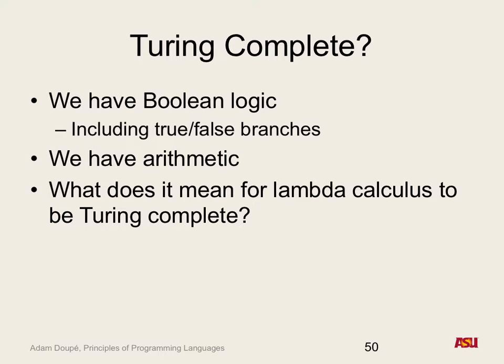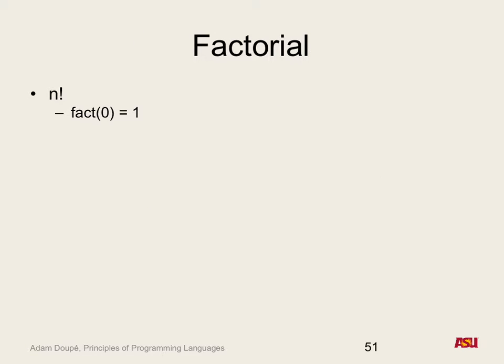Okay, so we have arithmetic. So we've talked about what we need, but we're missing loops. We have no way to loop, right? And we've seen this in the factorial function. For those who don't remember, the factorial of 0 is 1. The factorial of n is n times the factorial of n minus 1.